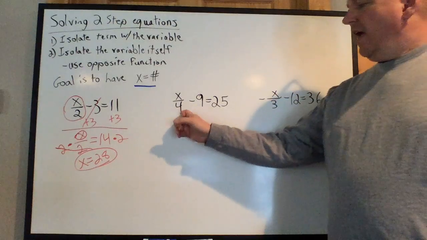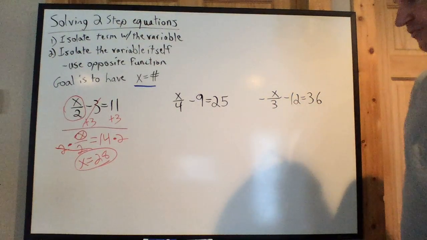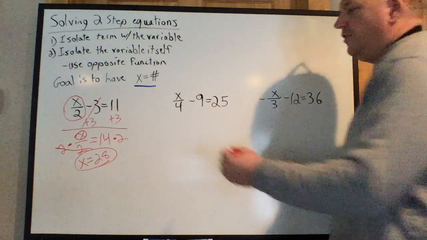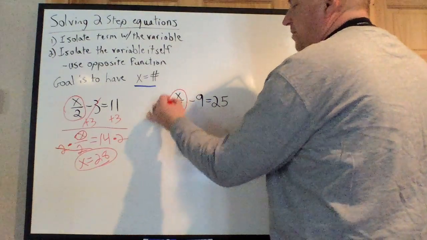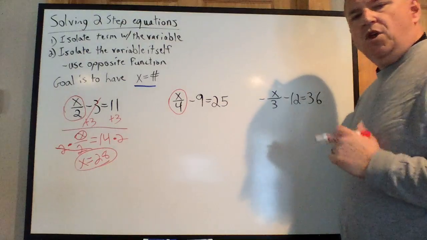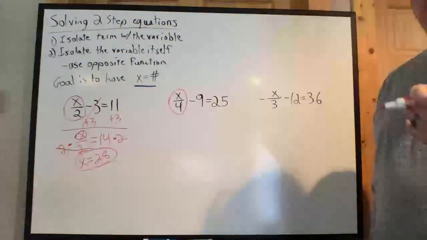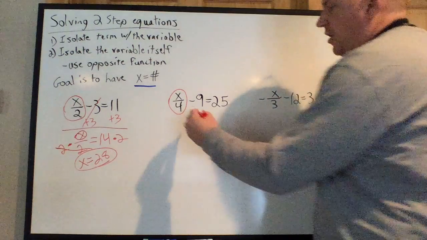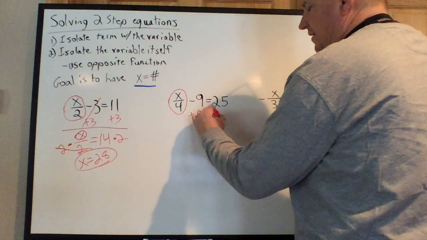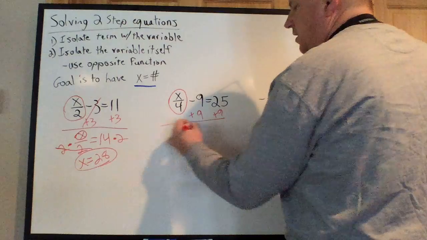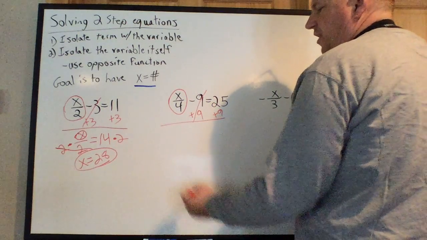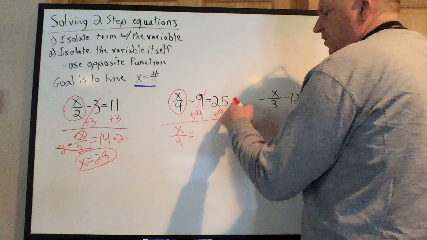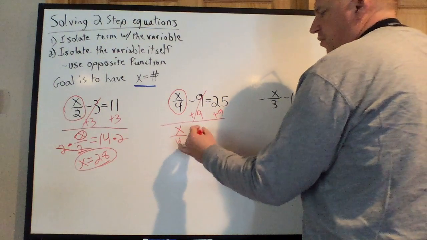X divided by 4 minus 9 equals 25. So the term that has the variable in it is x divided by 4. So what's not in the circle? It would be the minus 9. How do I undo minus 9? I add 9. We're going to add 9 to both sides of the equation. The two 9's there will cancel each other out. X divided by 4 equals 25 plus 9, which is 34.